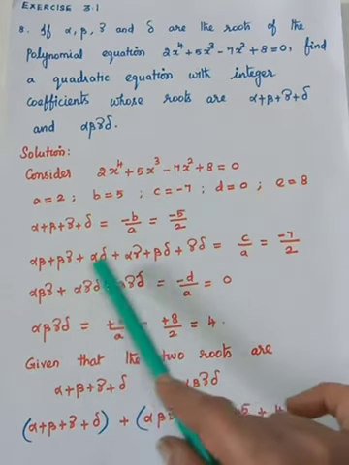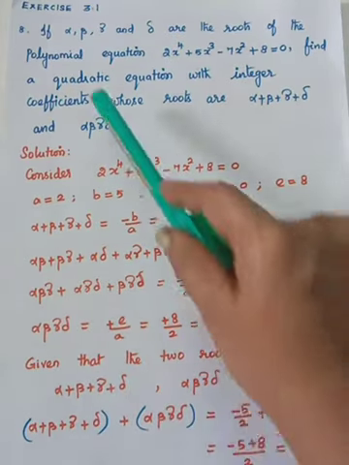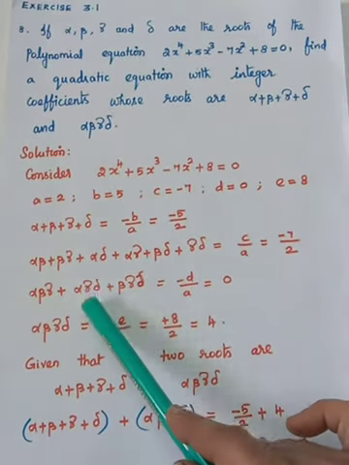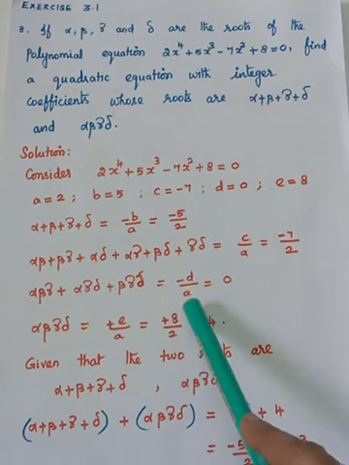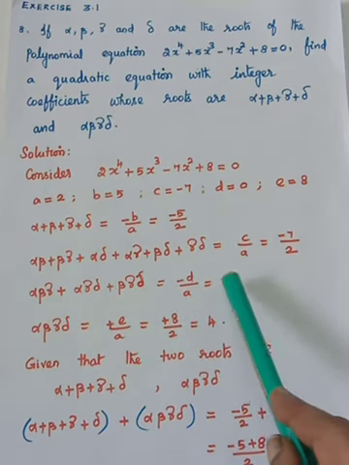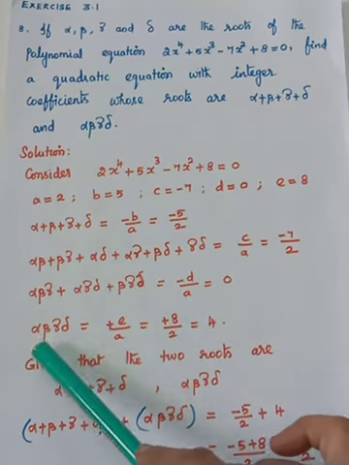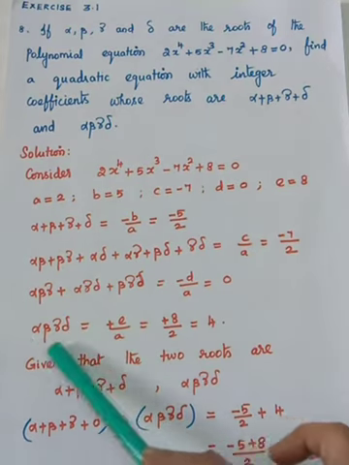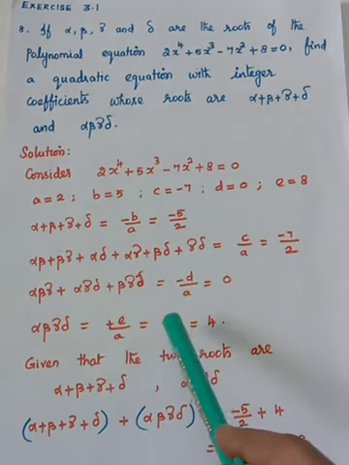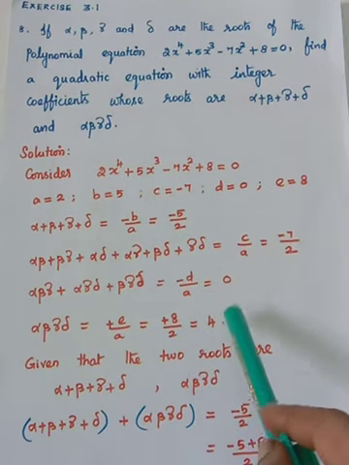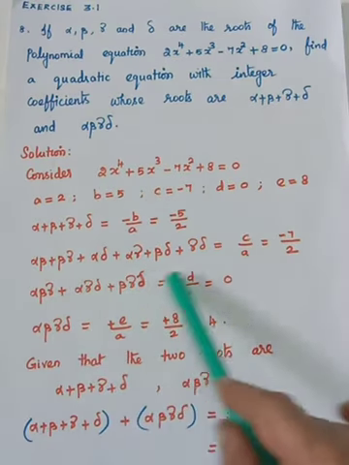And if you consider the roots 3 at a time, alpha beta gamma, alpha gamma delta plus beta gamma delta, that is equal to minus d by a, where d is 0, so it is 0 by 2, that is 0. And alpha beta gamma delta, the product of all the roots, is e by a. What is your e? E is 8. 8 by 2 is equal to 4. So you need not find these two.